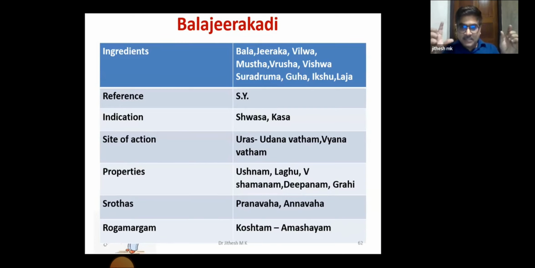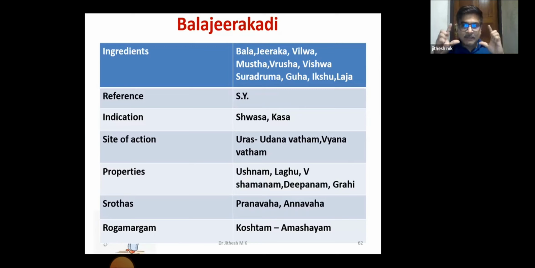Here, the site of action is Udanavata and Vyanavata. The medicine is Ushna, Laghu, Vata Samana, Deepana and Grahi. Always think here, this grahi is not the usual grahi. We always have a misconception about grahi. When we say grahi, most of us think that it causes constipation. But it is not. The term grahi is not the dravya which causes constipation.